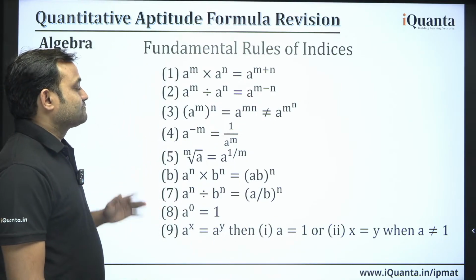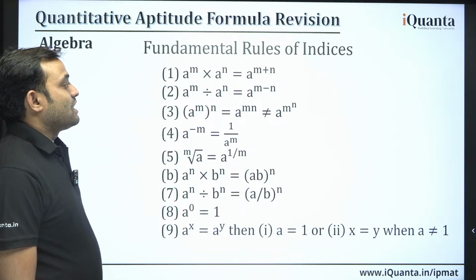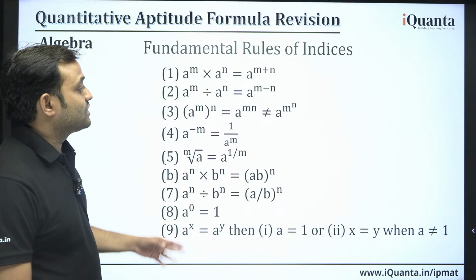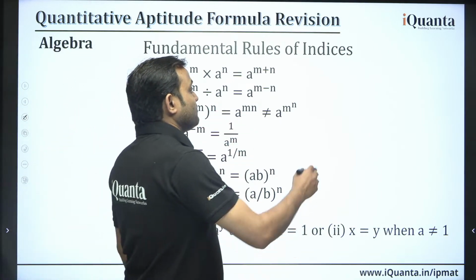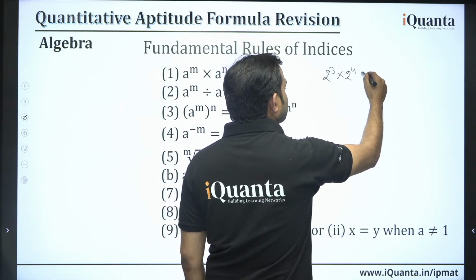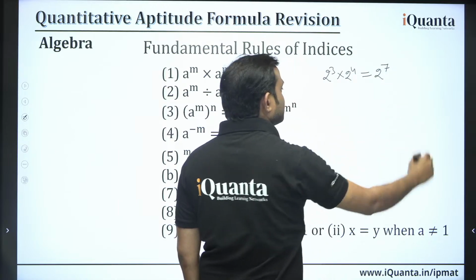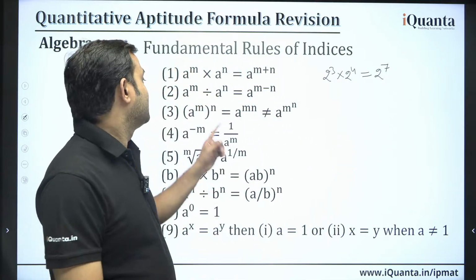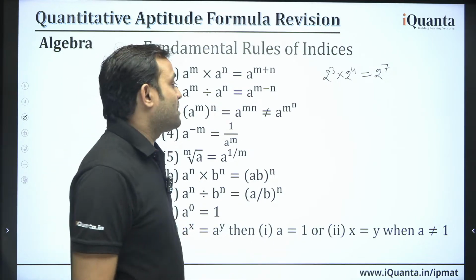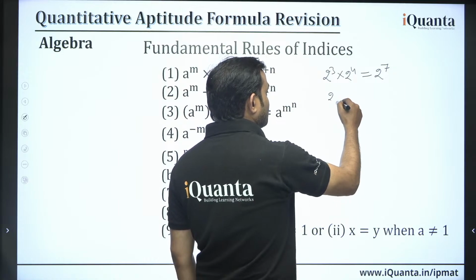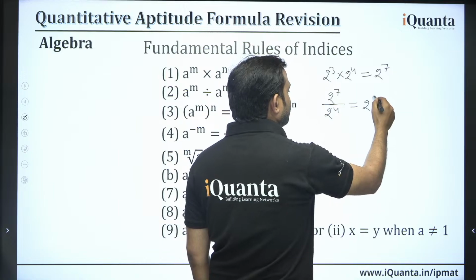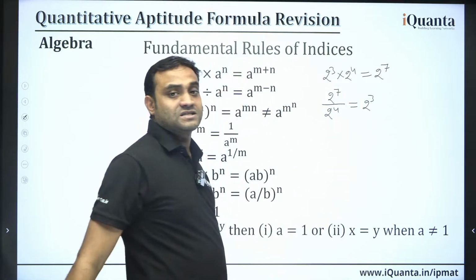Okay. Then if you talk about this, what are the rules of indices? a to the power m into a to the power n is equal to a to the power m plus n. For example, if you take 2 to the power 3 into 2 to the power 4, this will be equal to 2 to the power 7. Okay, the powers will be added. The second one, a to the power m divided by a to the power n is equal to a to the power m minus n. Means if we have 2 to the power 7 divided by 2 to the power 4, this will be equal to 2 to the power 3, which is 7 minus 4.